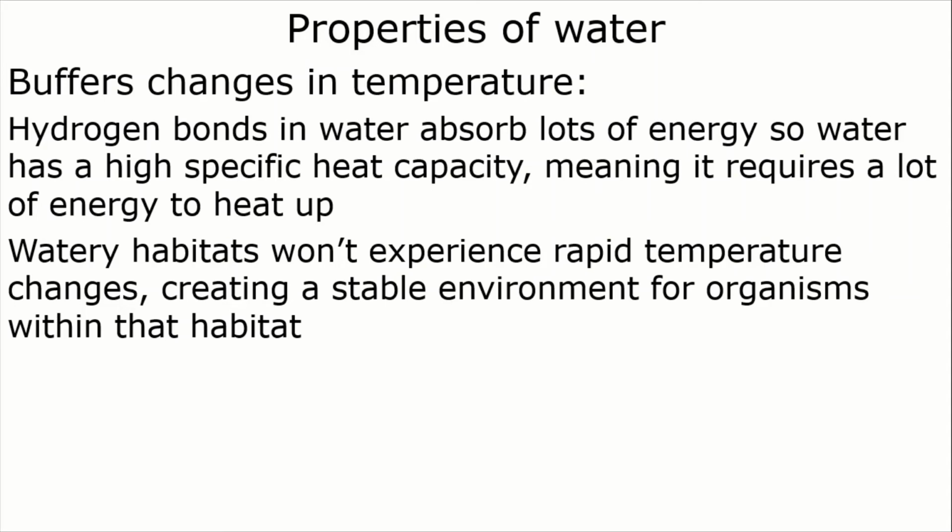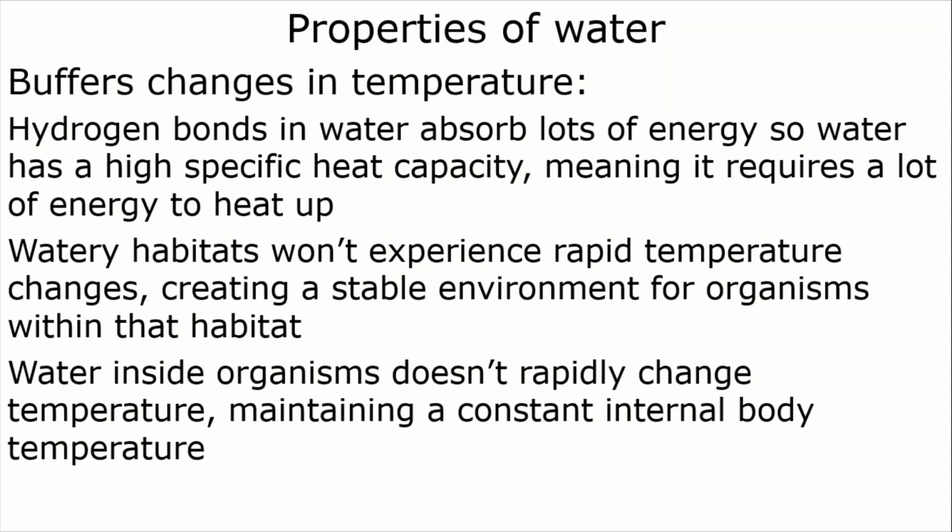And this is really good, especially for organisms like fish and other animals that aren't able to leave a watery habitat. If you think about if water didn't have this high specific heat capacity, you could get one very hot day, maybe say 40 degrees, and the water would instantly heat up. And all the animals that aren't able to leave the water would then die because the temperature would be just too hot for them to survive in. And this high specific heat capacity also means that the water inside organisms doesn't rapidly change its temperature either, and this helps us to maintain a constant internal body temperature of 37 degrees.